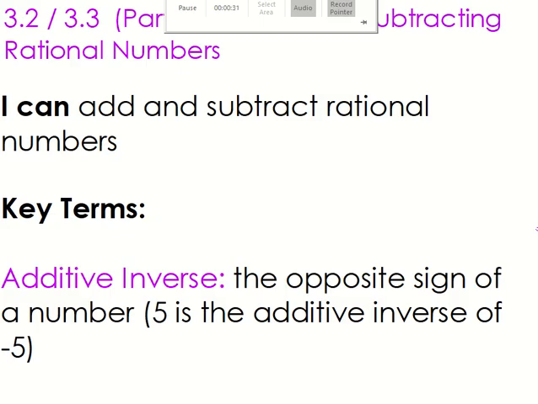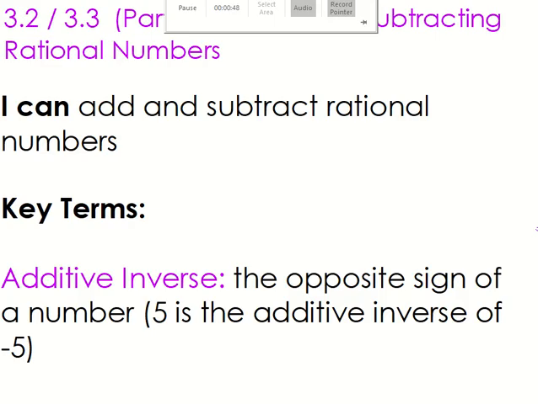So rational numbers just mean any number that is a fraction or a decimal. So I can add and subtract rational numbers is our I can. We are going to do this over part one and part two. So hopefully after both lessons and both practice days, you will be able to say, I can add and subtract rational numbers.